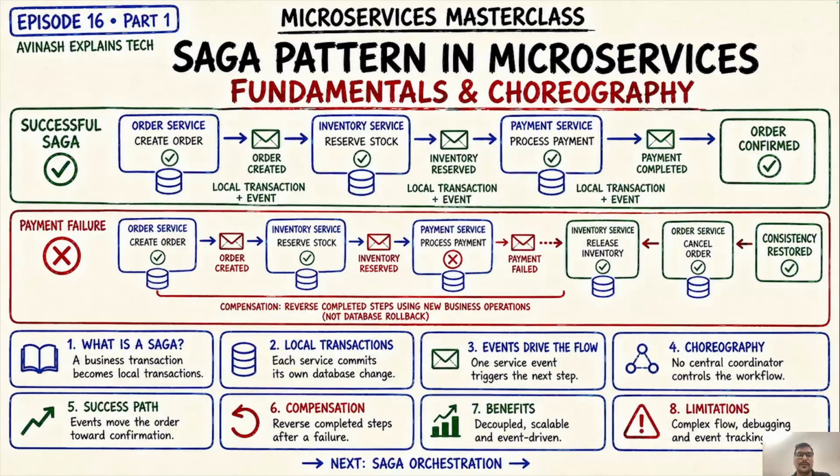Complex debugging: to understand one failed service, we may need to trace events across multiple services. Cyclic event dependency: poorly designed services may keep reacting to one another's events and create confusing event chains. Difficult changes: adding a new step may require modification to multiple producers and consumers. Eventual consistency: the system may temporarily show intermediate and stale state.